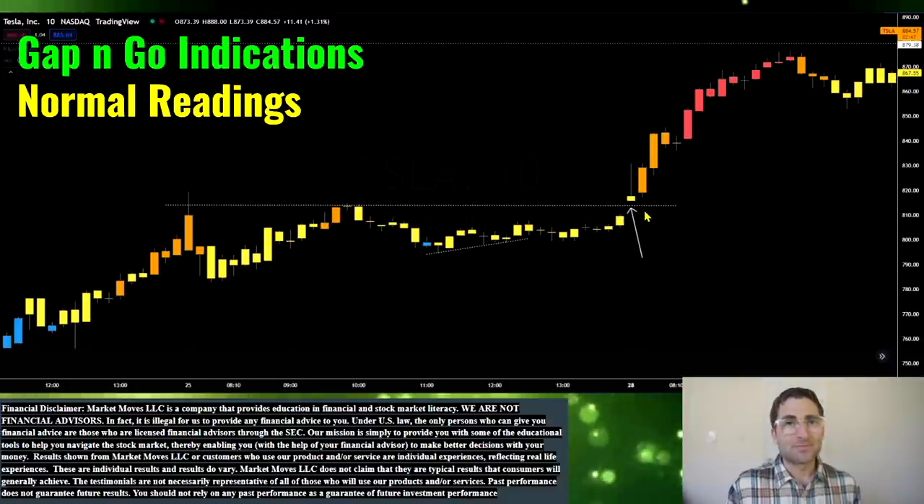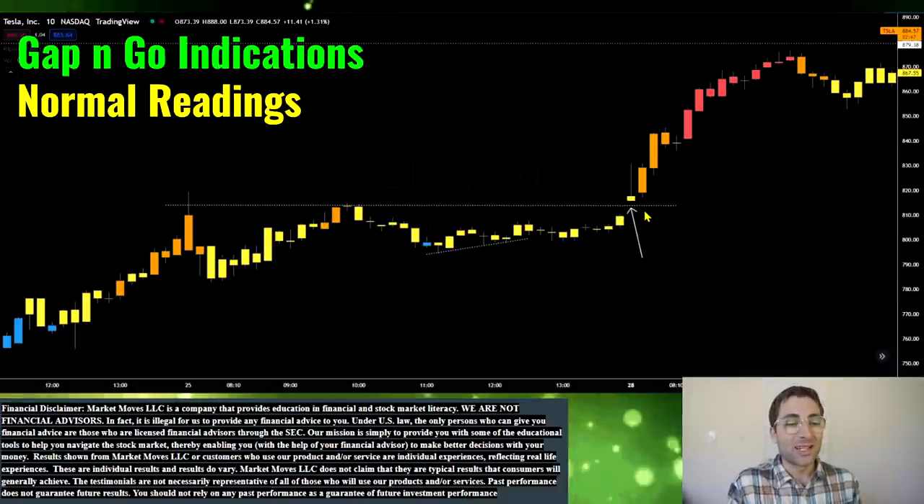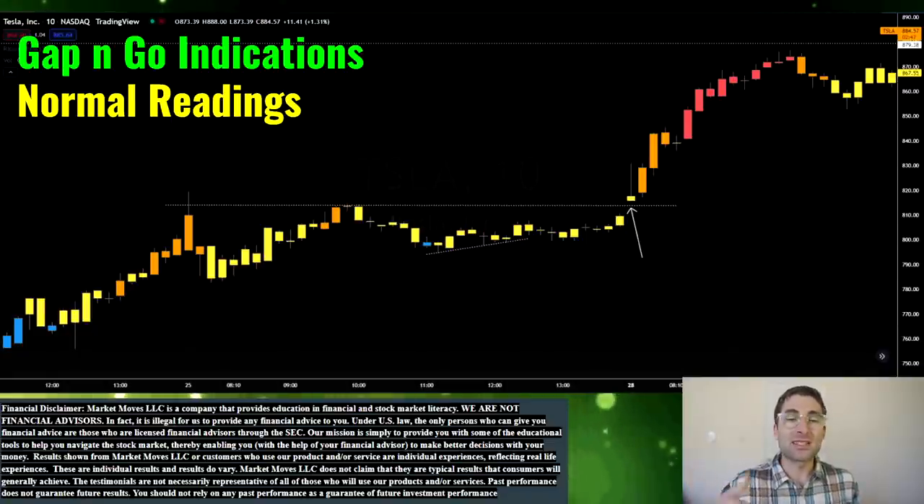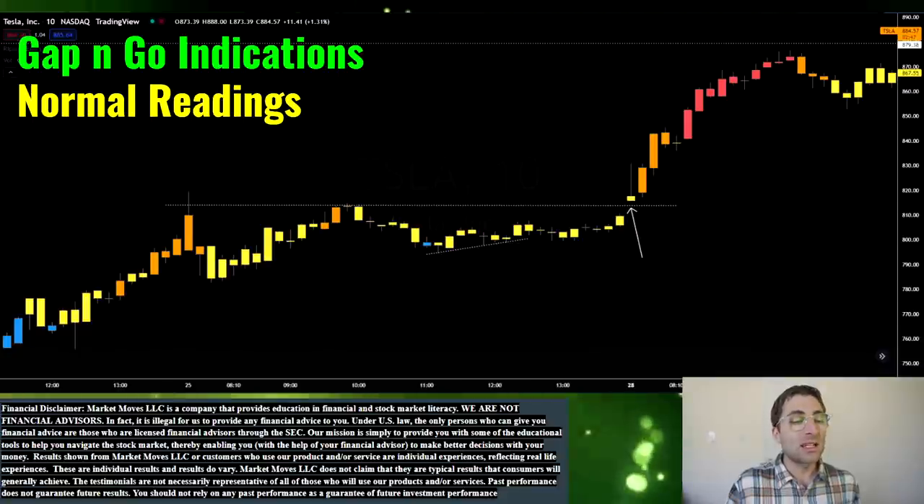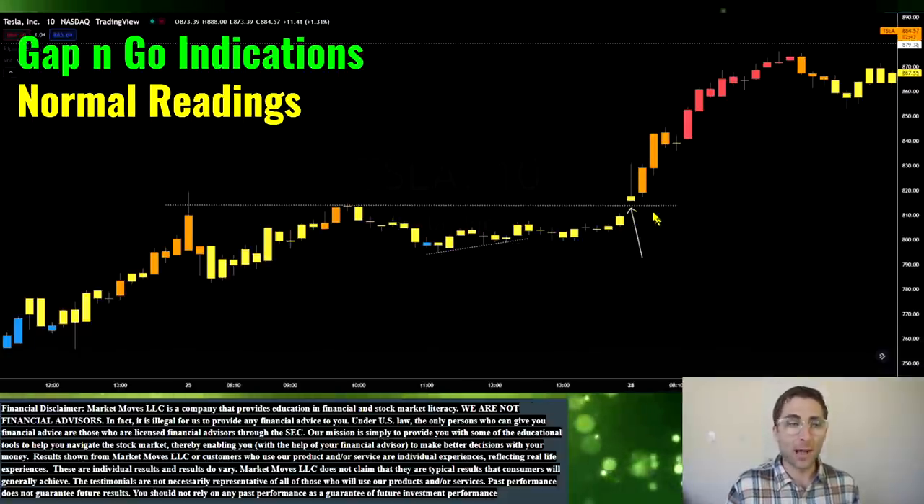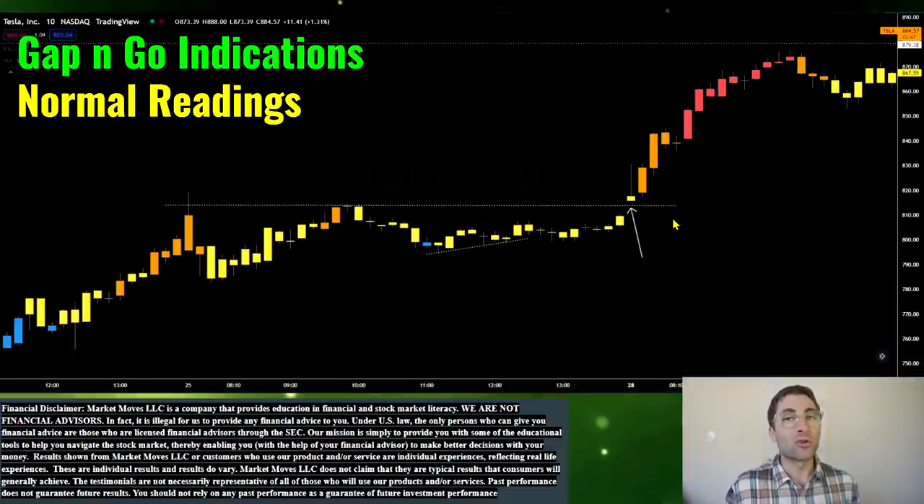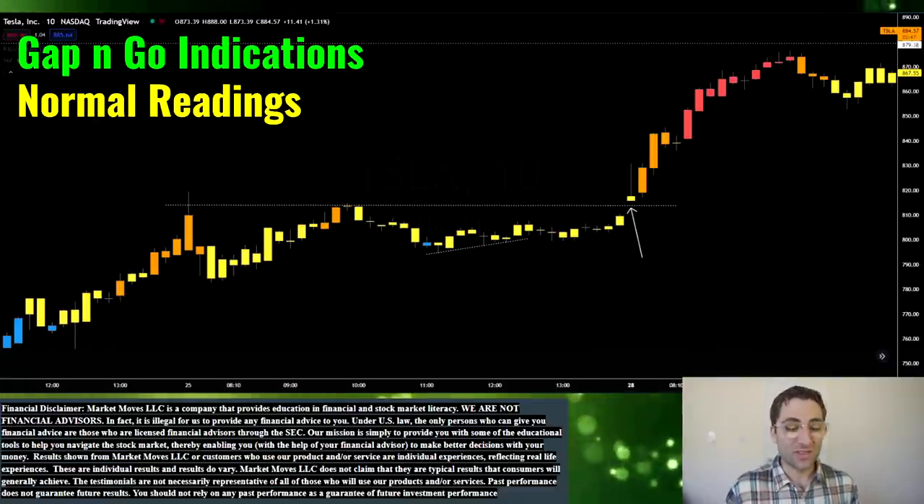We get a gap, readings are normal, and we see a yellow and then orange, and then it starts building into an overbought condition. So that's the best scenario where we build into it. And this typically happens with this smaller gap. So we see this normal reading, yellow candle, and then we rip into the red, and this pulls back finally after that. But we did not open up red, which gave us room to run, and this made it a very healthy continuation rally because of that.